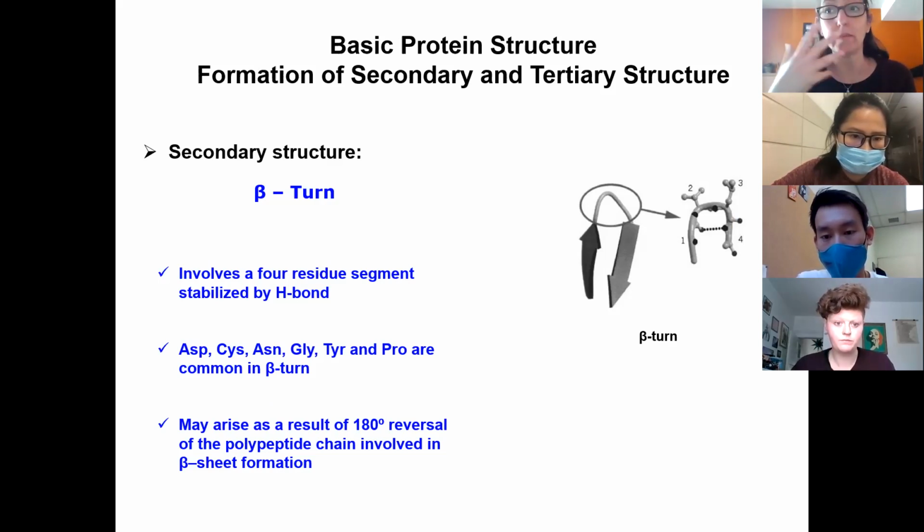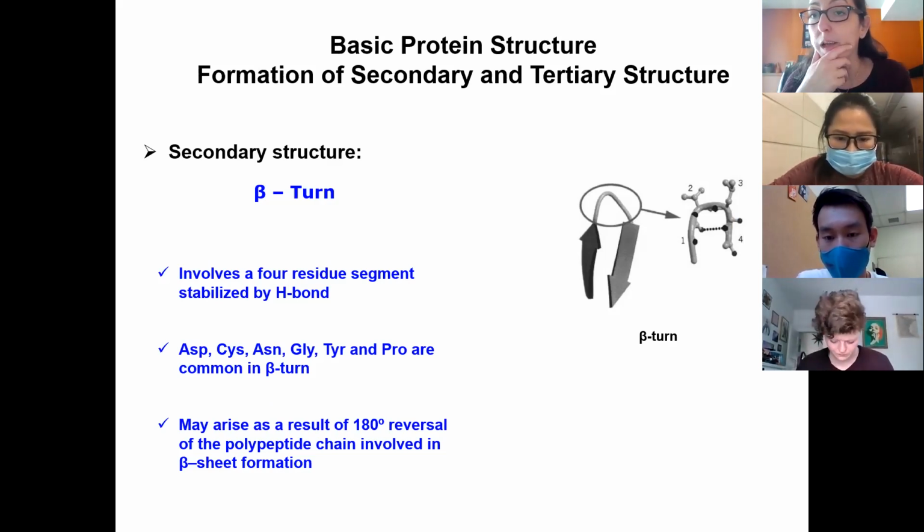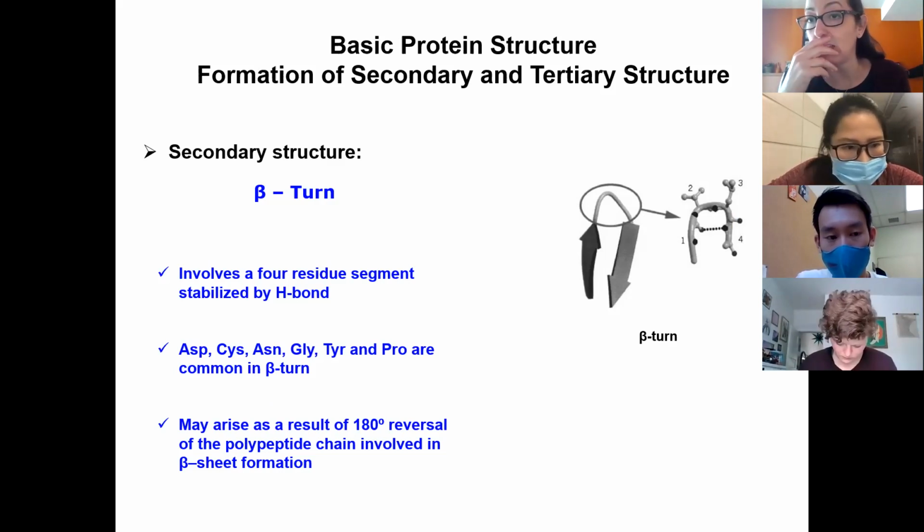Now, why is all of this important? Because it's impacting the structure. And later on, when I talk about function, I'll link some of these structures to the function.